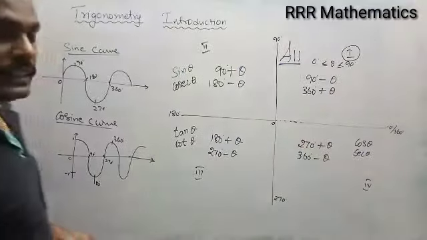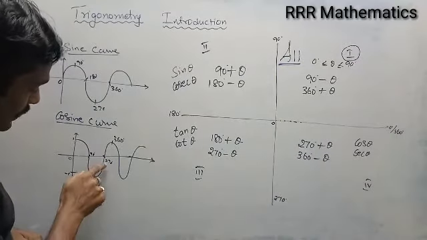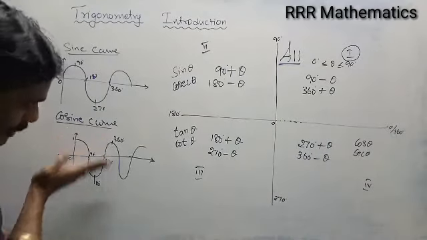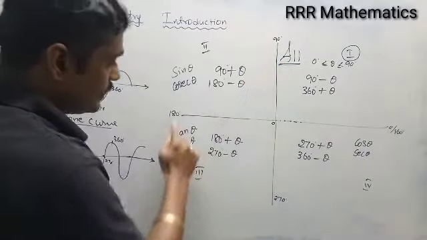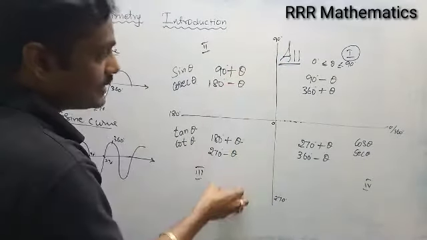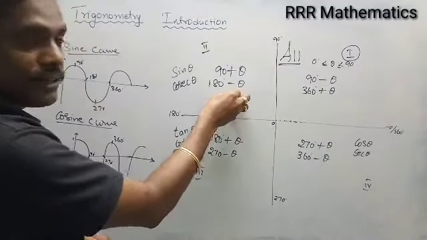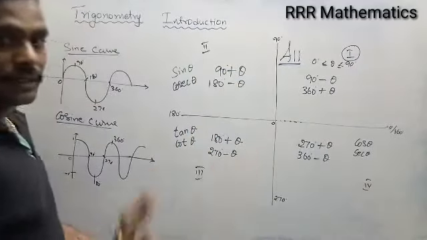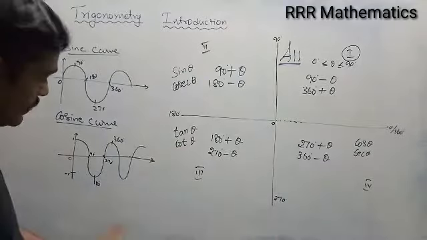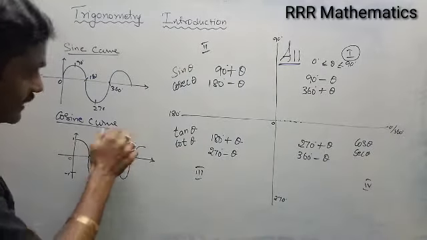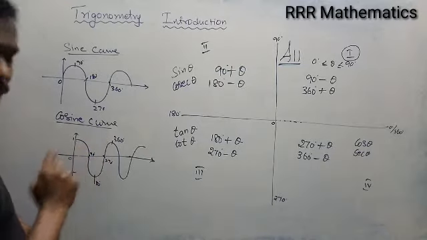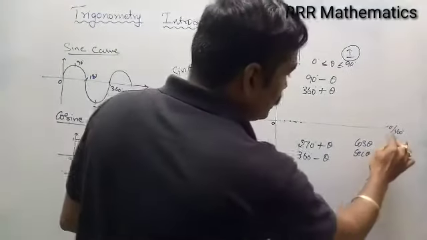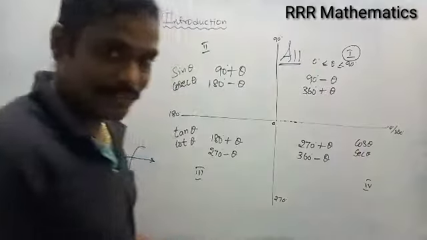So, cosine is positive. From 90 to 270, the value of cosine lies below the x-axis. It gives a negative value. So, after 90 till 270, cosine is negative. Second quadrant, cos theta is negative. Third quadrant, cos theta is negative. That's why I didn't mention. And 270 to 360, it lies above the x-axis, which gives a positive value, so cos is positive.